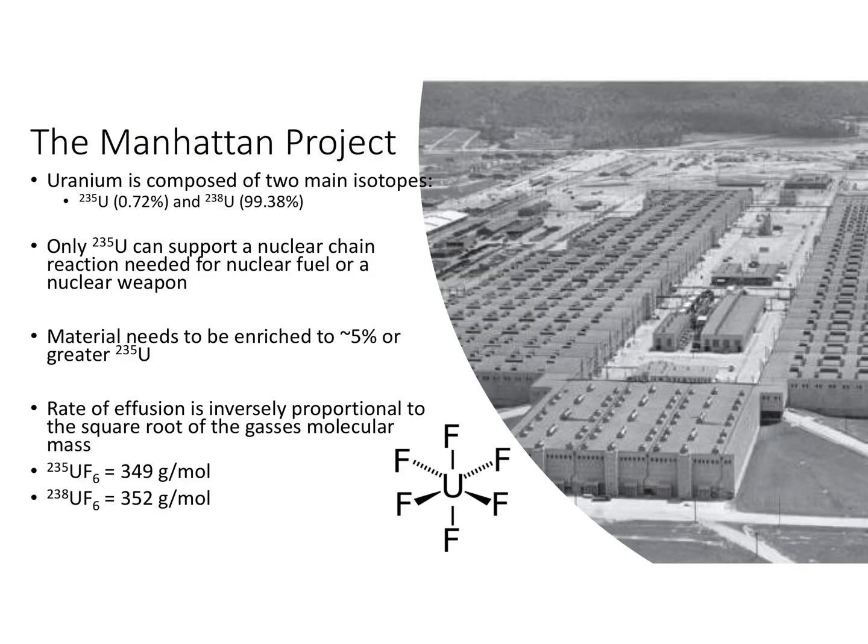So here's an example of how effusion was used during the Manhattan Project. For the Manhattan Project, we needed to develop enriched uranium-235 to greater than 5%. There are two naturally occurring isotopes of uranium, uranium-235 and uranium-238. Uranium-235 is the desired isotope that can support a nuclear chain reaction needed for nuclear fuel or for a nuclear weapon. Uranium-238, however, is the major isotope that's found.